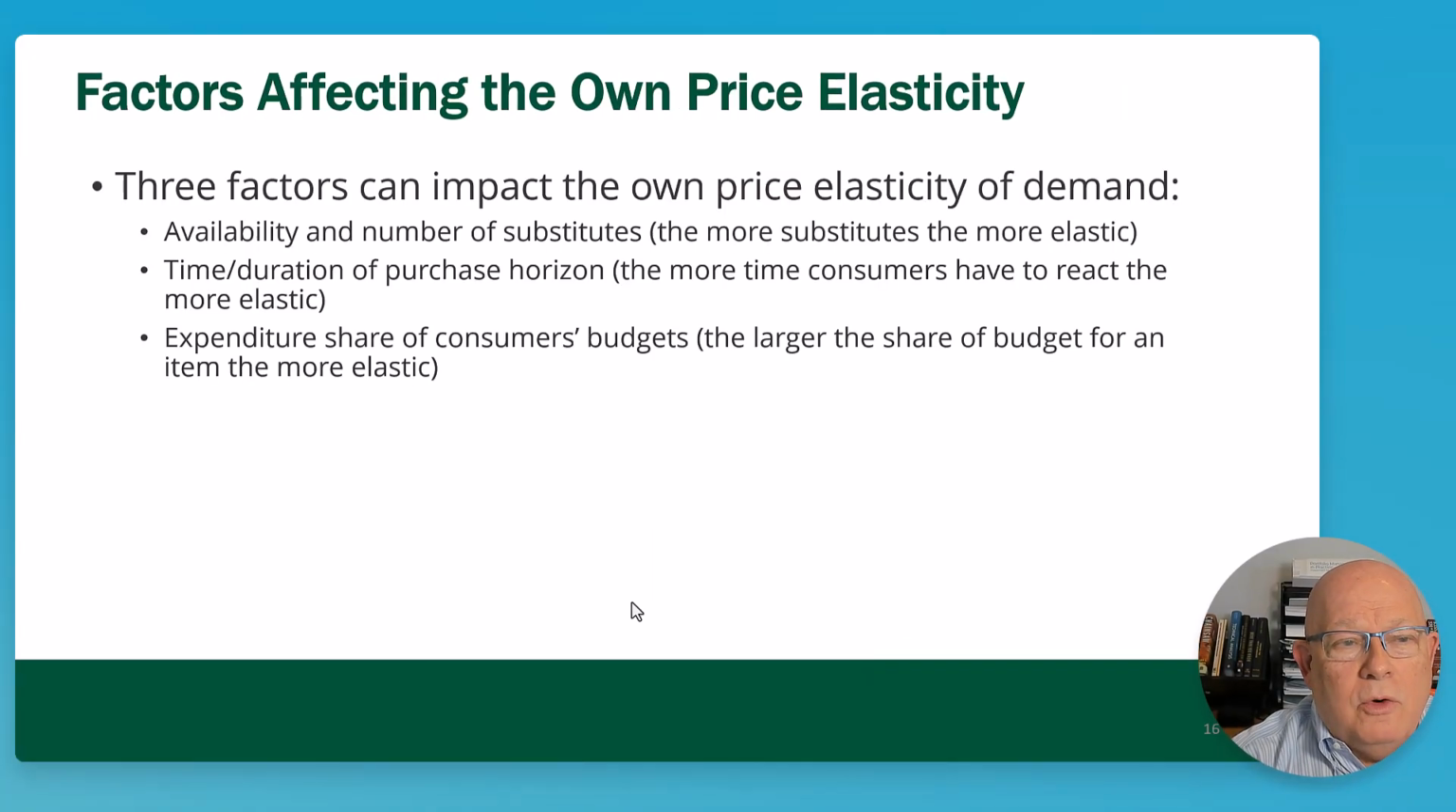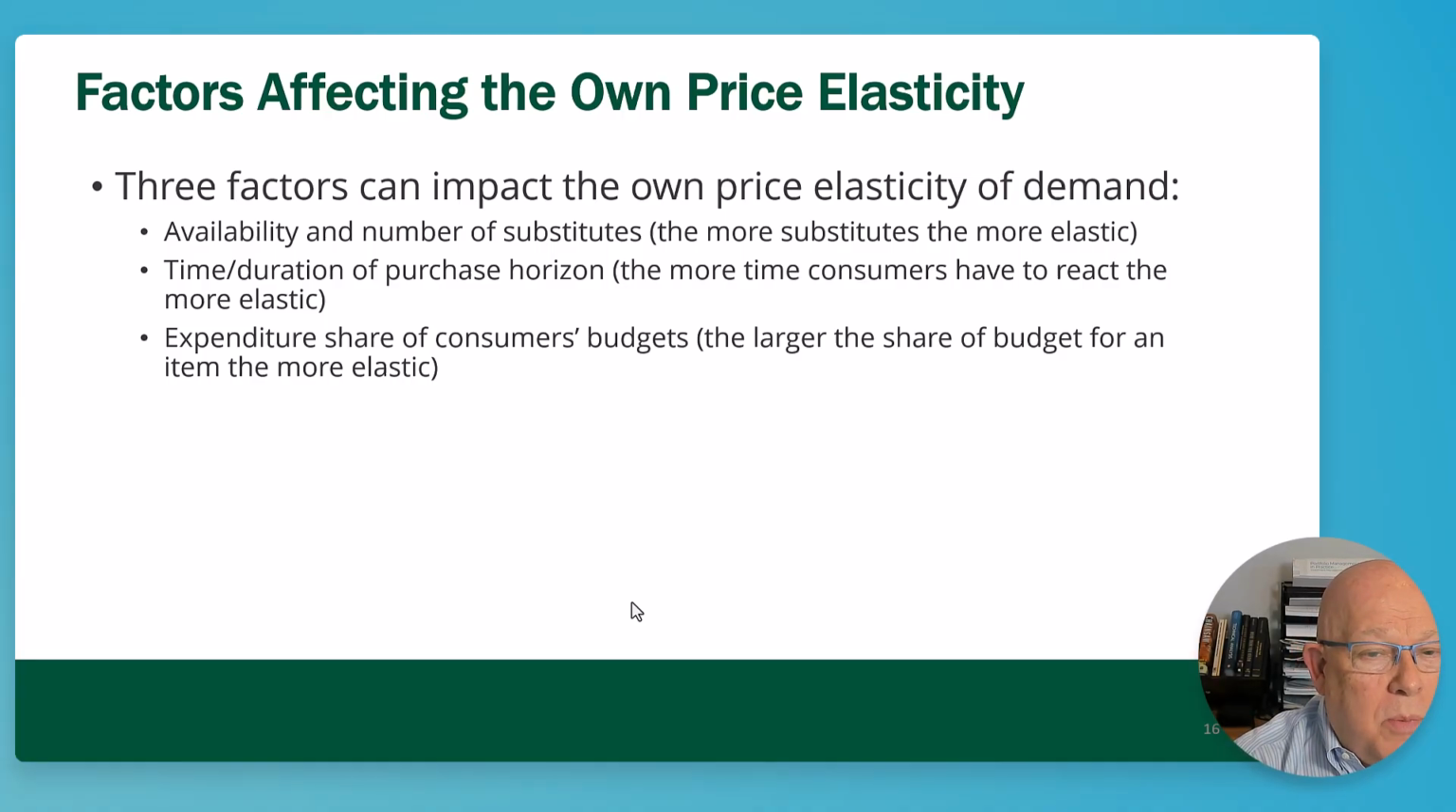Okay, so what factors can influence the price elasticity for a product's own price? So the availability and number of substitutes. The more substitutes there are, the more elastic it's going to be, the more the quantity is going to change given a change in price. The time horizon: the more time customers have to react, the more elastic it's going to be. That gives them time to change to another product if they need to.